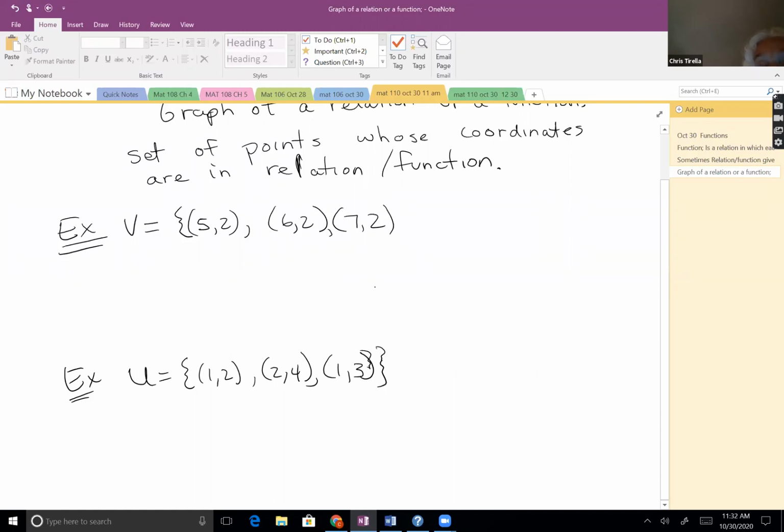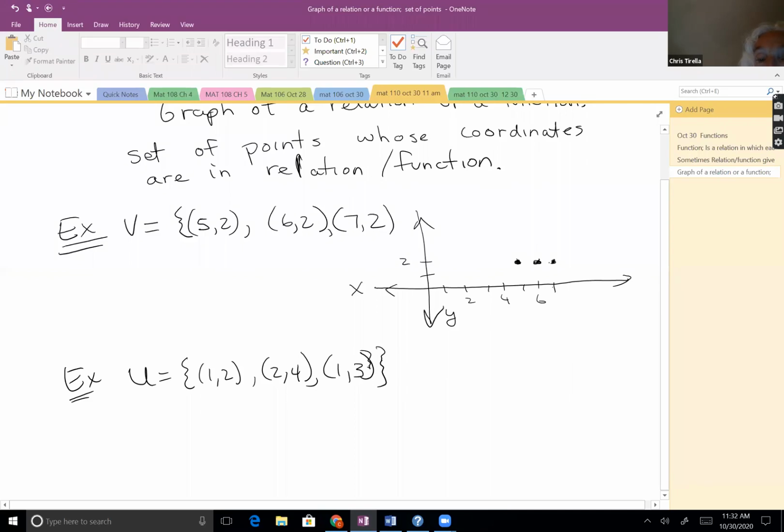So with the first one, if I plot those points, I've got the point (5, 2), (6, 2), (7, 2). And looking at where those points fall, is it obvious that for each X value, I only have a single Y value?